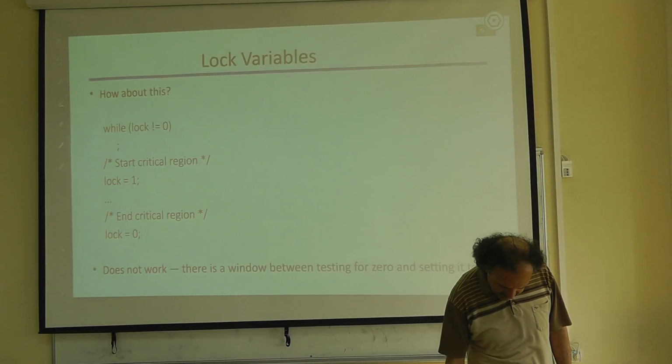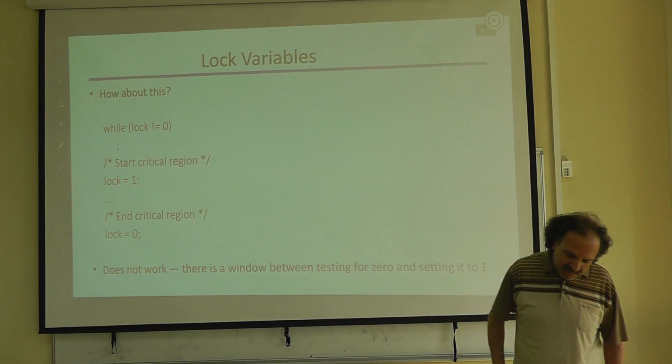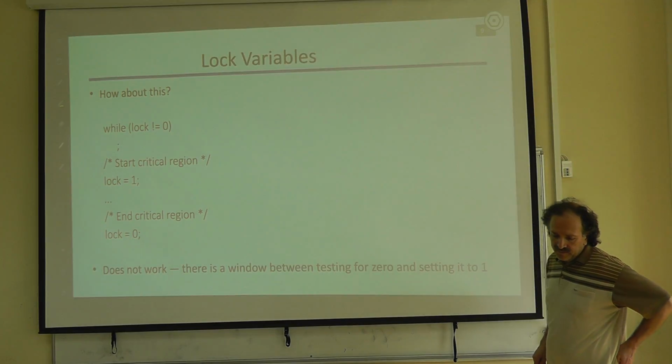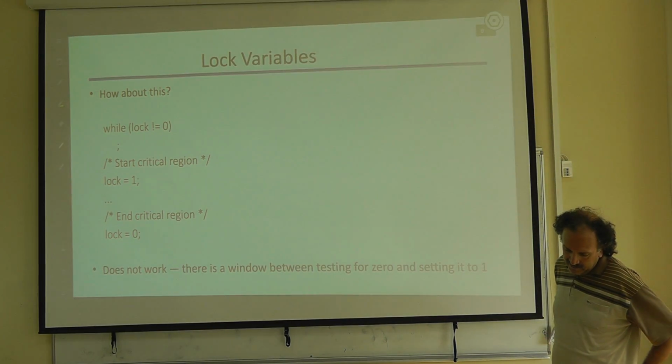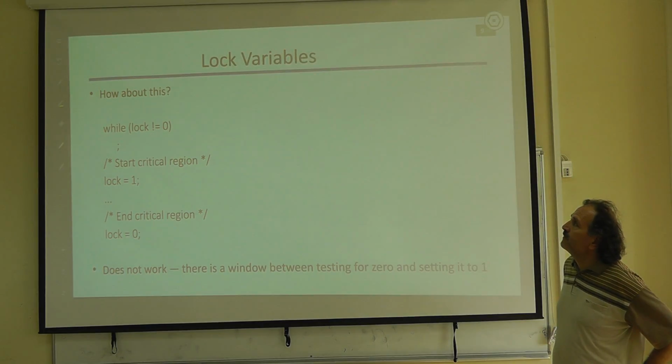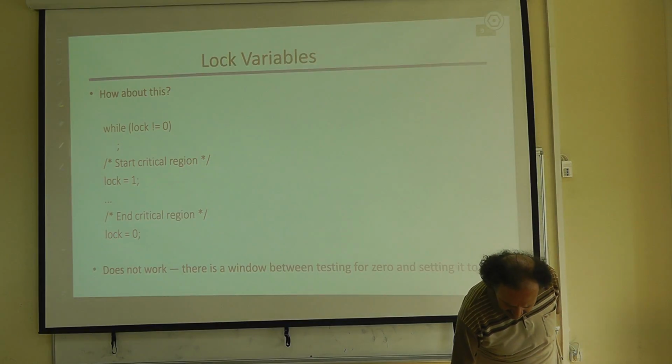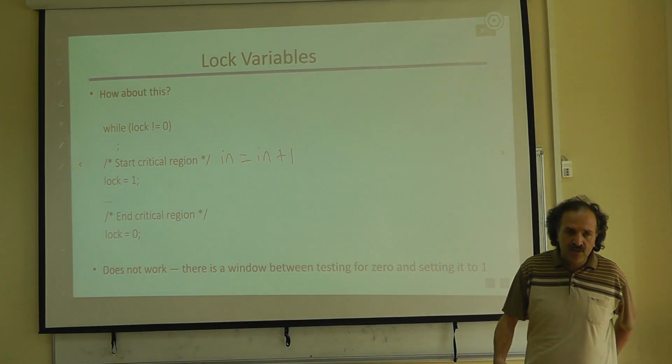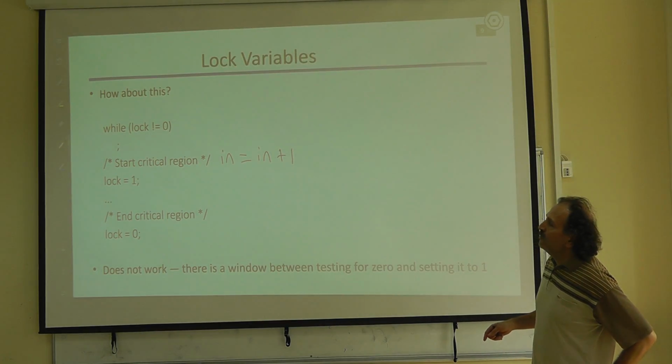Busy waiting. Okay. Let's look at a very simple but problematic example. So this is called locking, lock variables. Remember what the variable name for the spooler was, in, right? We would say that in gets the value of in plus 1. That's what we are doing, right?